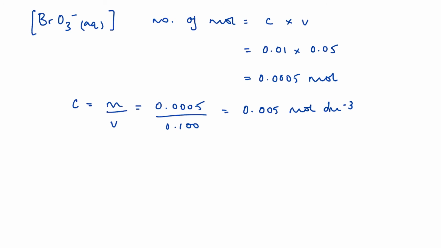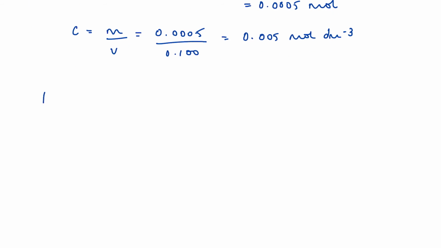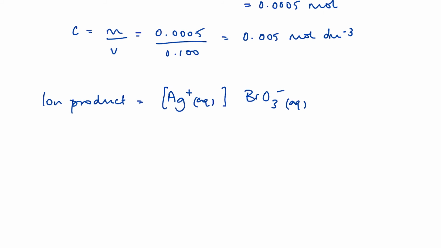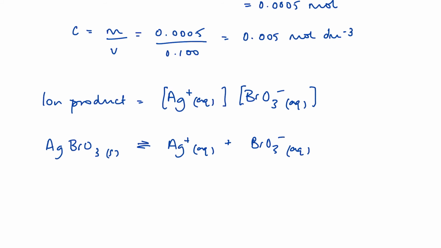So I know the concentration of silver ions and I know the concentration of bromate ions in my mixed solution. So now I need to work out the ion product, the product or the sum of the concentrations. So we do this in the same way as we would for KSP. So ion product is equal to the concentration of silver ions times the concentration of bromate ions. And I'm not raising these to the power of anything because it's a 1-to-1 ratio. So what do I mean by that? Well, if I were very quickly to write out the equilibrium for this saturated solution for the sparingly soluble salt, it would be going to form silver ions and the bromate ions. So that's a 1-to-1 ratio.